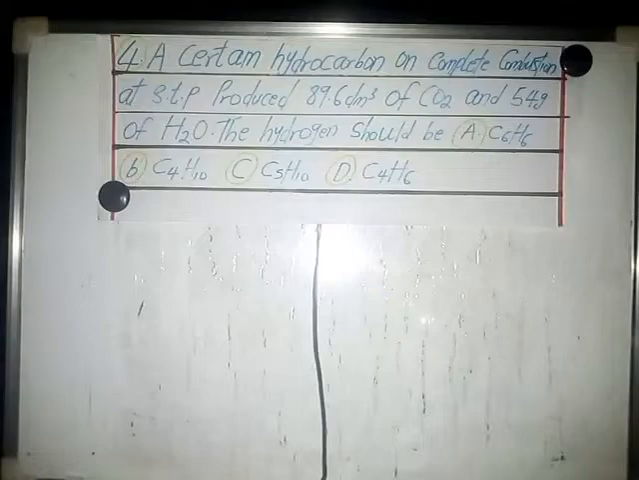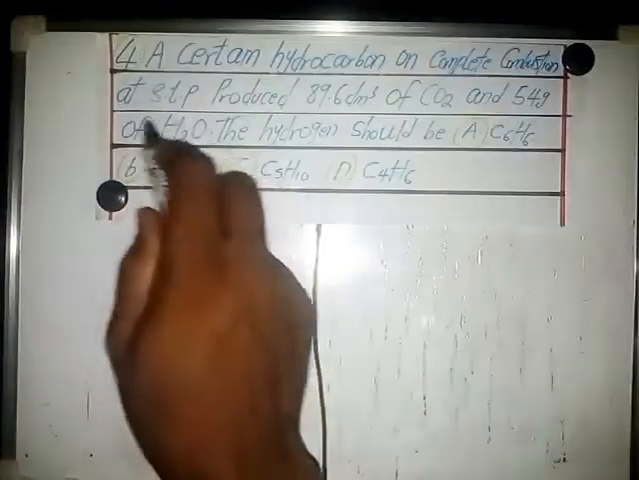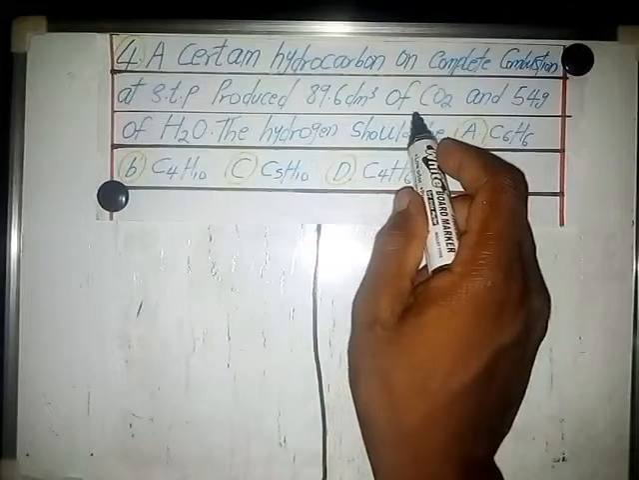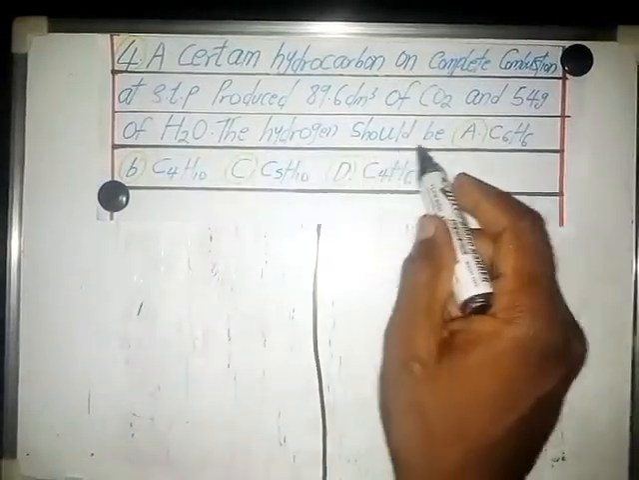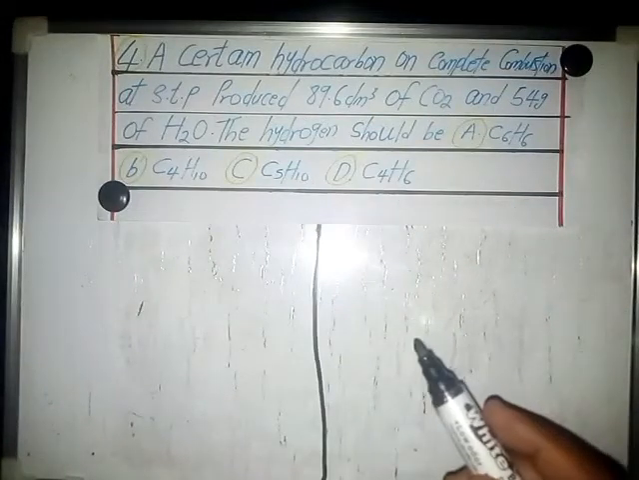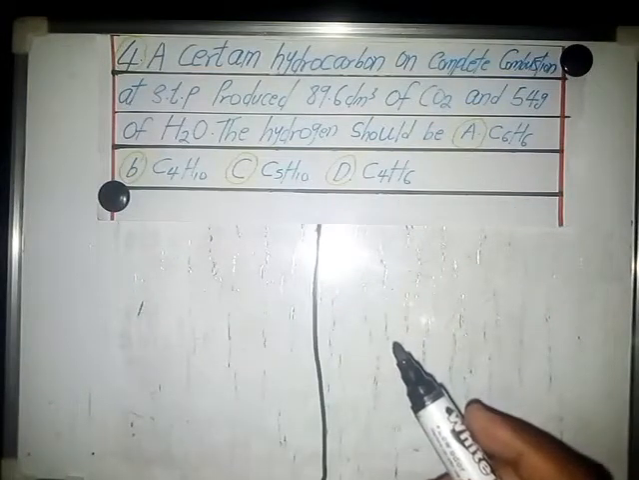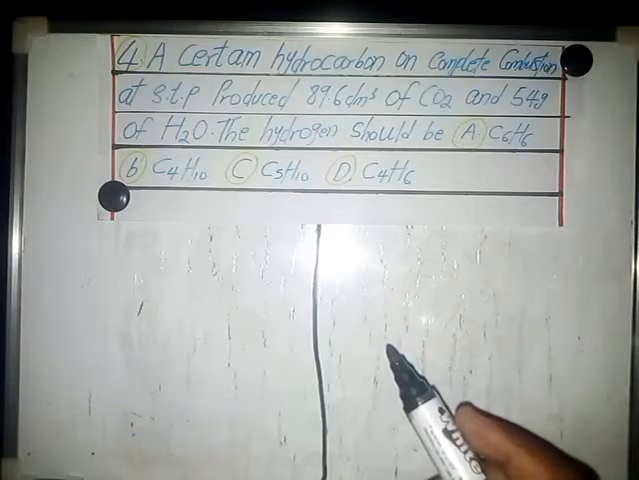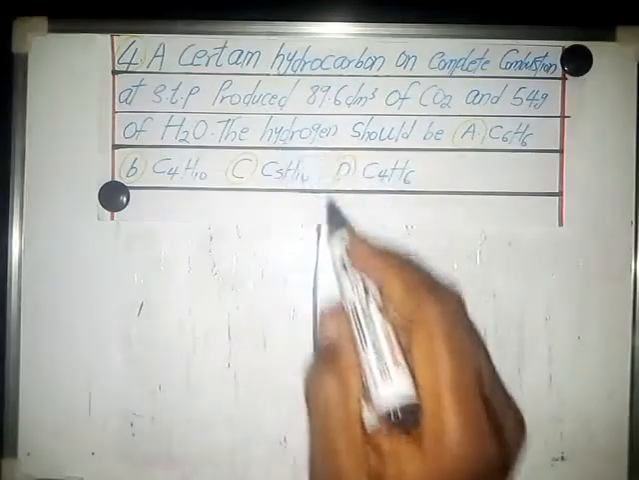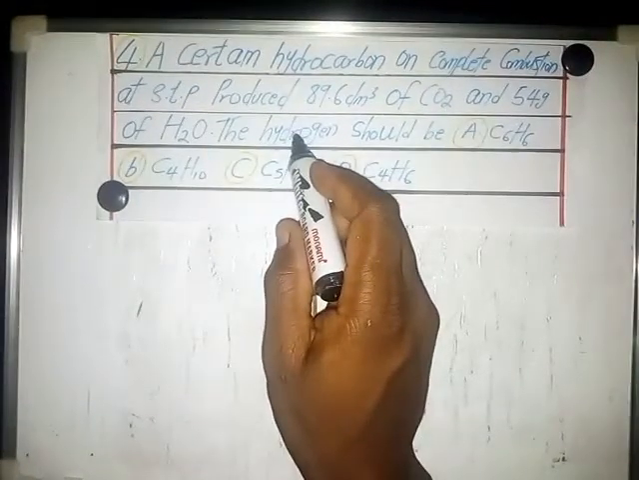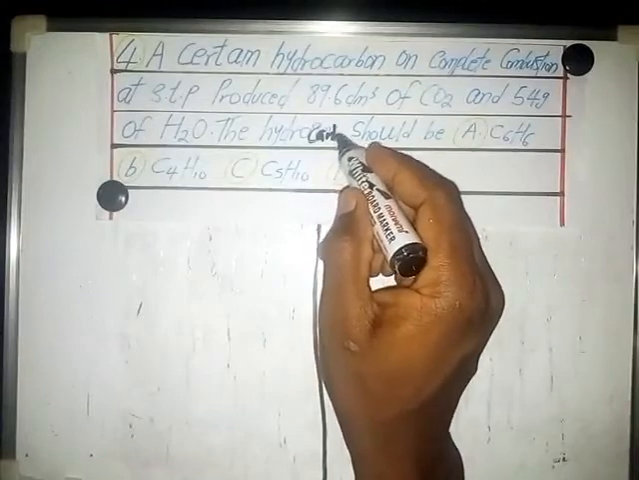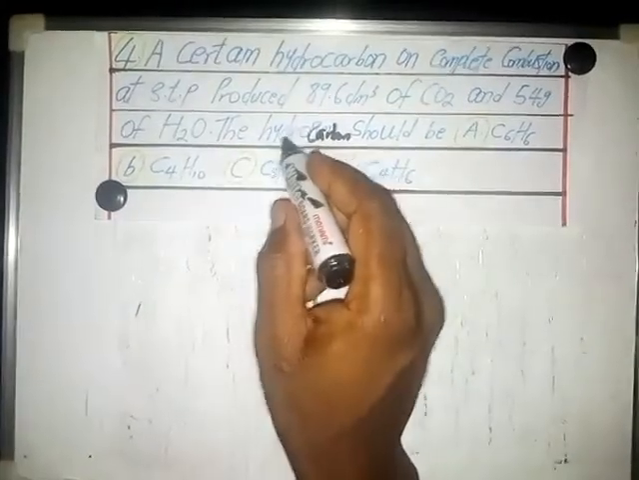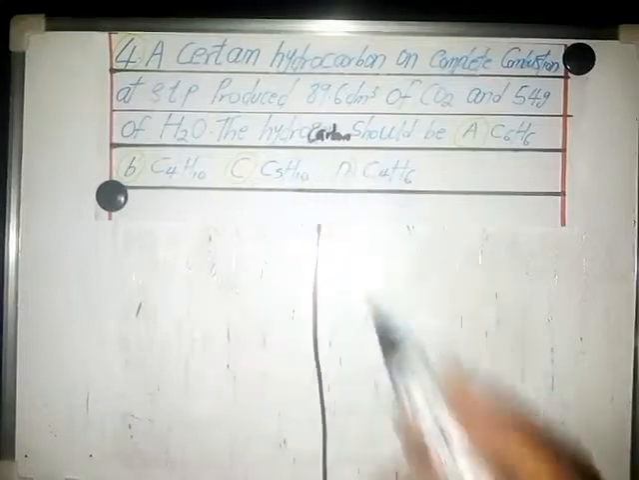C. 4. The certain hydrocarbon on complete combustion at STP produce 89.6 dm³ of CO2 and 54 gram of H2O. Sorry, there's a mistake here. This should be hydrocarbon. Yeah, this should be hydrocarbon. Alright, but let's look at the question.